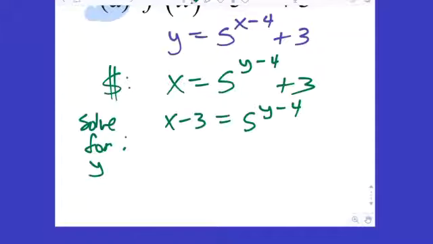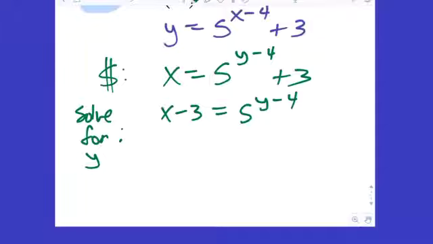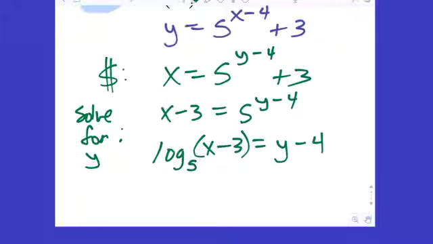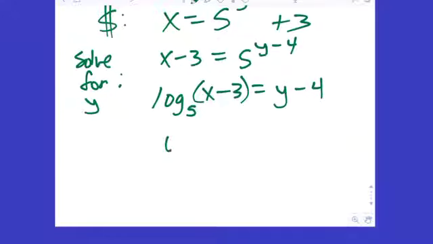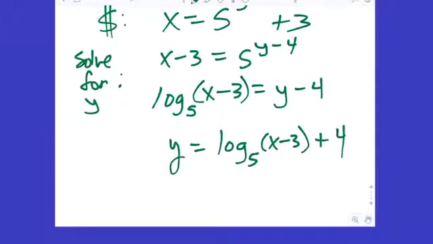If there had been a value of a in front, like 2 times 5, we would need to divide through by the 2. But it's just a 5. So now we can take the log of both sides. Because it's base 5, we'll take log base 5 of both sides. So we get log base 5 of the quantity x minus 3, and on the right side, log base 5 of 5 to the blob is just the blob. Now you're almost there. Now you just add 4 to both sides, and you get your final answer, y equals log base 5 of (x minus 3), plus 4.